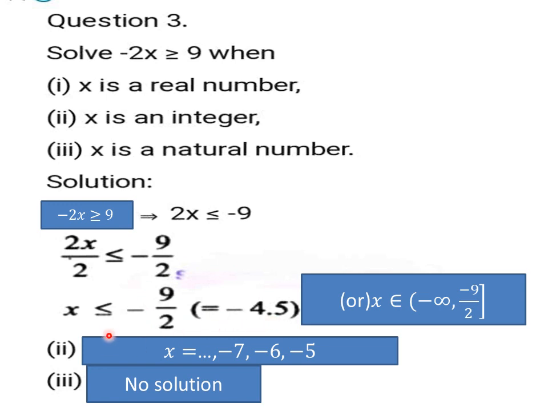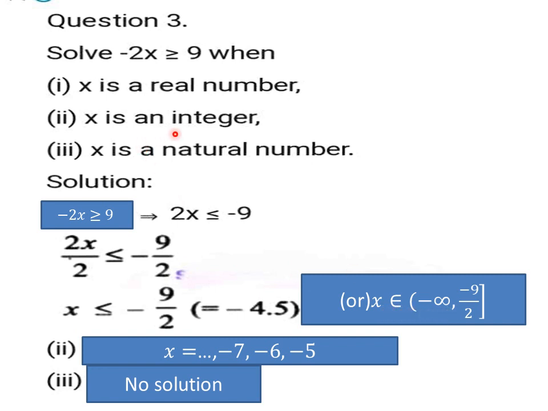So x is less than or equal to minus 9 by 2 means we can write x belongs to minus infinity comma minus 9 by 2. Here it will be a closed bracket. If we have an equal sign, as I said, here it will be closed. Now the first subdivision, x is a real number. X is a real number means this is the answer for that.